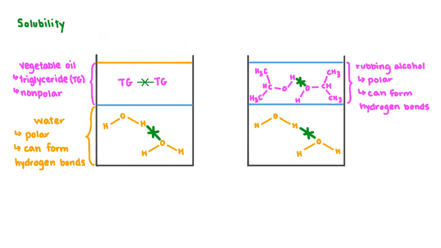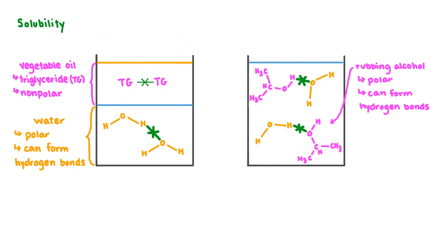Like water, the isopropyl alcohol molecules of rubbing alcohol are polar and can form hydrogen bonds with other isopropyl alcohol molecules. Water and isopropyl alcohol molecules can form hydrogen bonds with one another as well. This intermolecular attraction is similar to the attraction each substance had on its own, and the two liquids mix together.